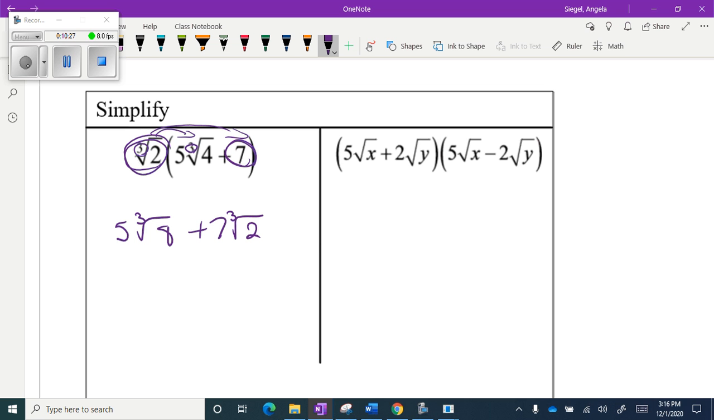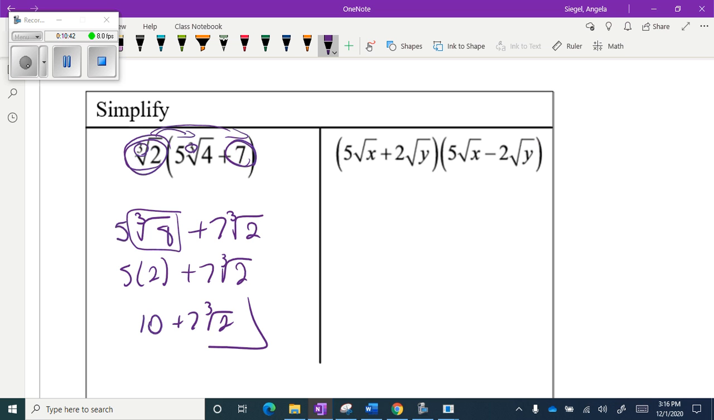What's sticking out at me is I can simplify that. The cubed root of 8 is 2. So 5 times 2 plus 7 cubed root of 2. 5 times 2 is 10. And so this is as far as I can take that one.